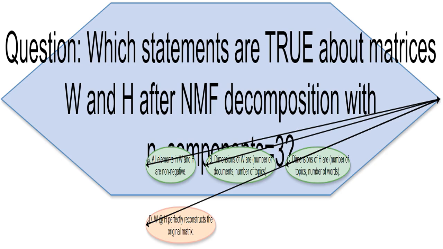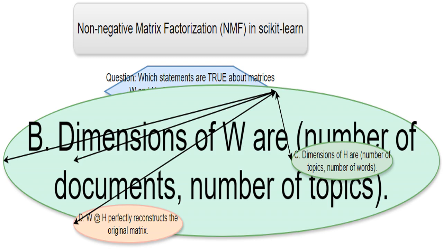This question asks you to identify the true statements about the properties of the matrices W and H that result from applying non-negative matrix factorization. We'll examine each statement to determine its accuracy based on how NMF works. This is correct. W is the document topic matrix. It shows how much each document relates to each topic. So, the rows represent documents, and the columns represent topics.